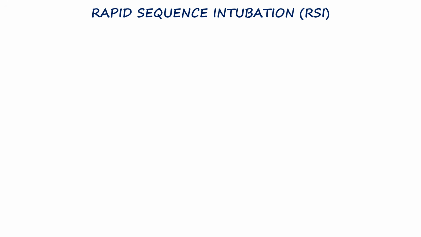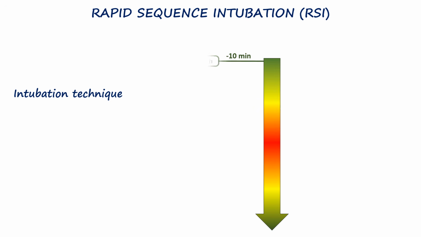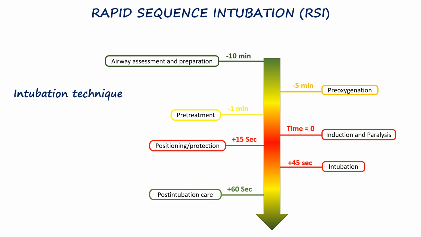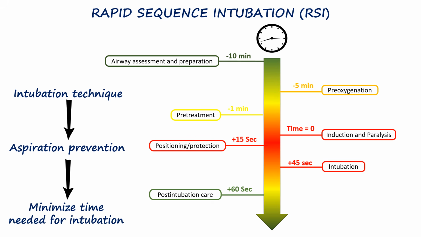Let's start by defining rapid sequence intubation. Rapid sequence intubation, or RSI in short, is a technique of intubation where we follow a sequential approach to achieve rapid control of airway while minimizing the risks of regurgitation and aspiration of gastric contents. We also call it rapid sequence induction and intubation. This technique aims to minimize the time between administering anesthetic drugs and securing the patient's airway.